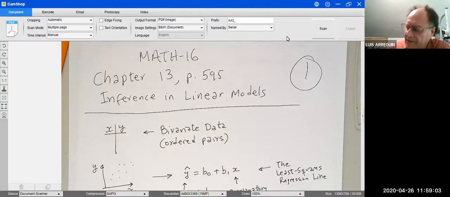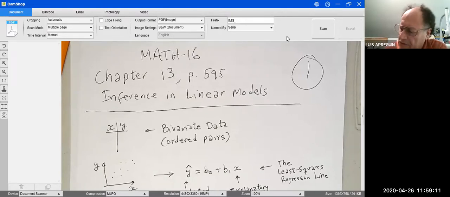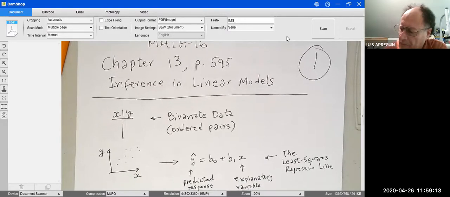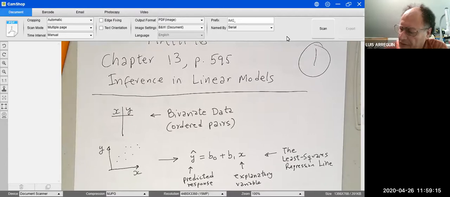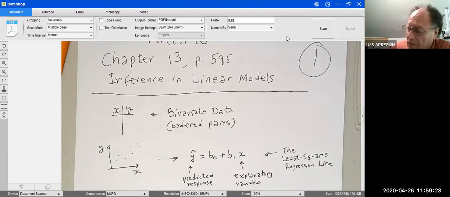We're going to start chapter 13 today. It's on page 595, and it's about inference in linear models. So we studied in chapter 4 bivariate data, which is just ordered pairs when you have x and y's and they are related, or you are trying to see whether they are related or not.